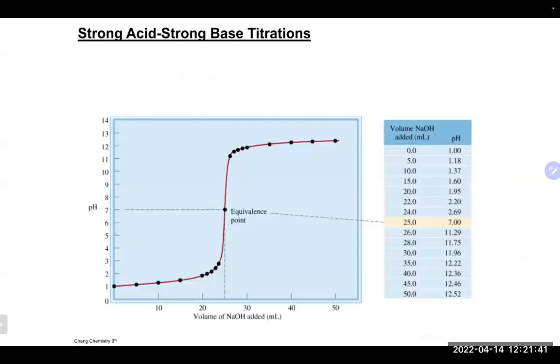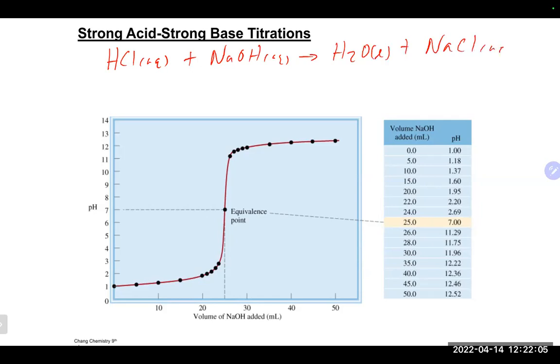So the first type of titration that we're going to talk about is a titration between a strong acid and a strong base. So this could be something like hydrochloric acid, which is obviously a strong acid, plus sodium hydroxide, which is a strong base. And we will get a little H2O going on there and a little sodium chloride on the back end. This is the overall reaction that is going on.